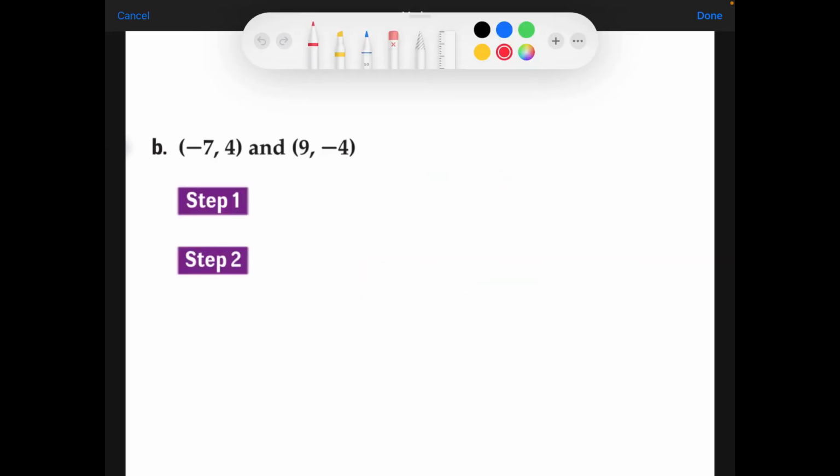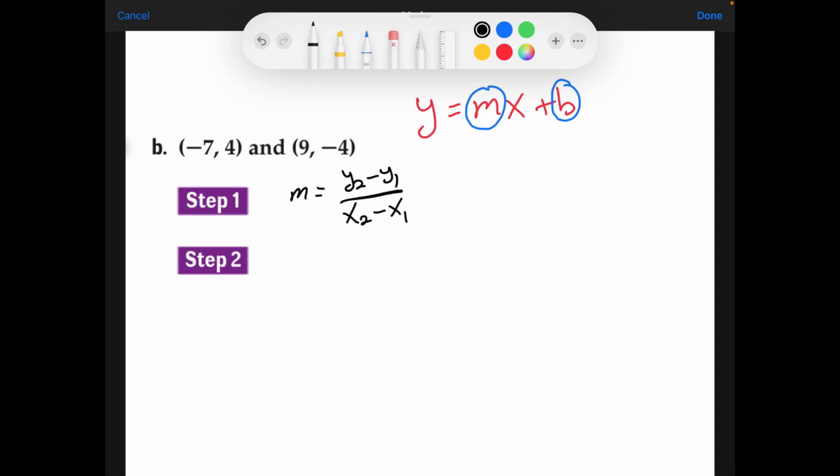Let's do another example. And we're going to follow the same steps. So we want to write the equation in slope-intercept form, which is y equals mx plus b. We have 2 things we need to find. We need to find the slope, and we need to find the y-intercept. First, let's find the slope. To find the slope, we need to know the slope formula, which is y2 minus y1 over x2 minus x1. Because that's the formula, it indicates that we must label our points before we can plug it into the formula.